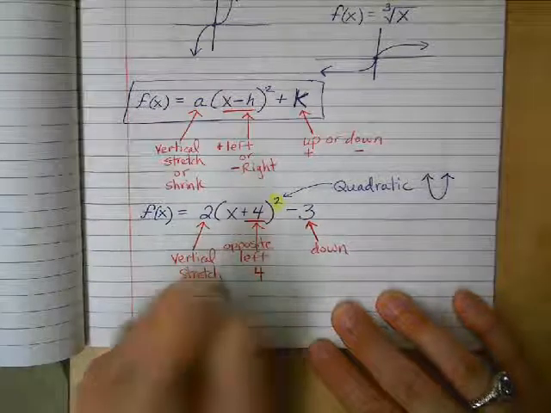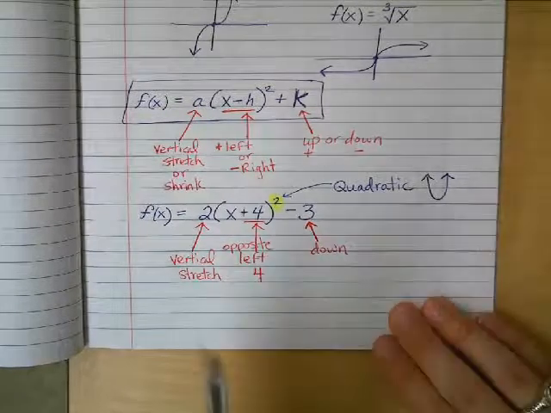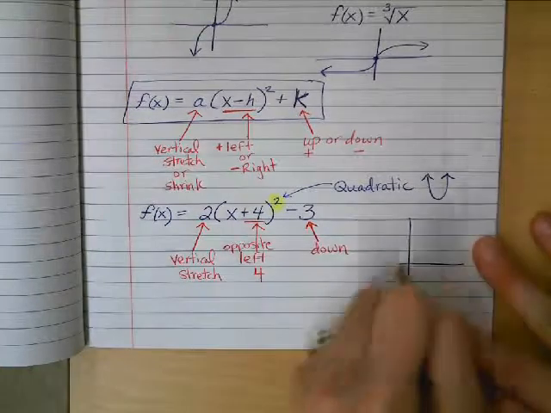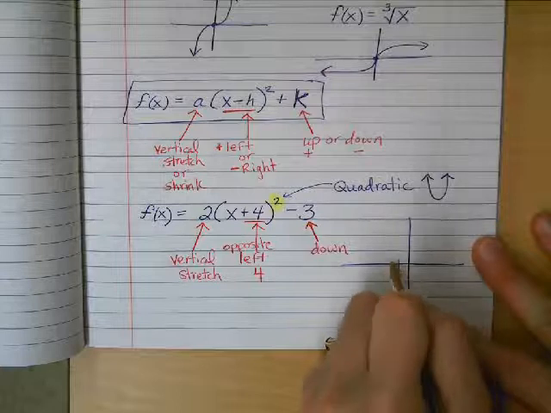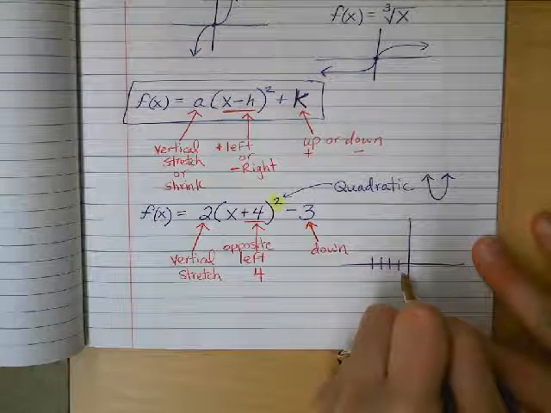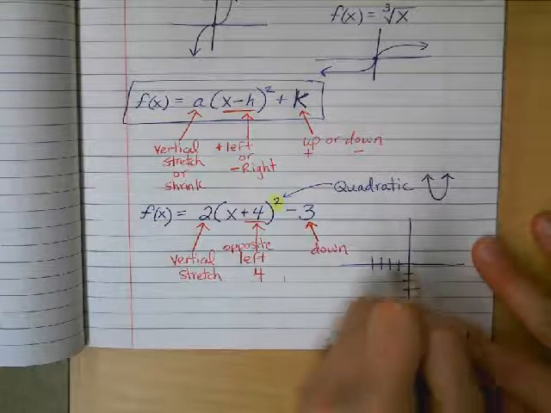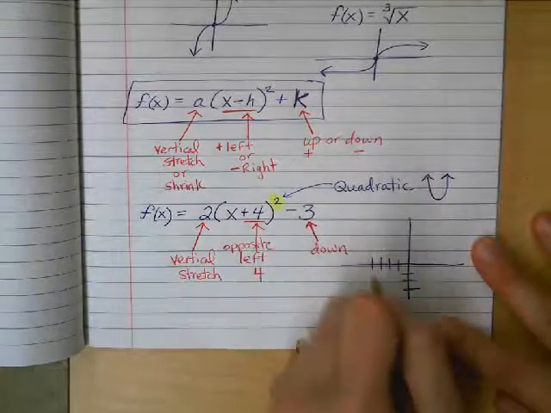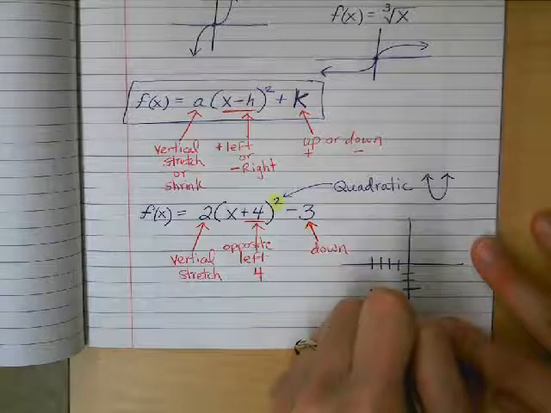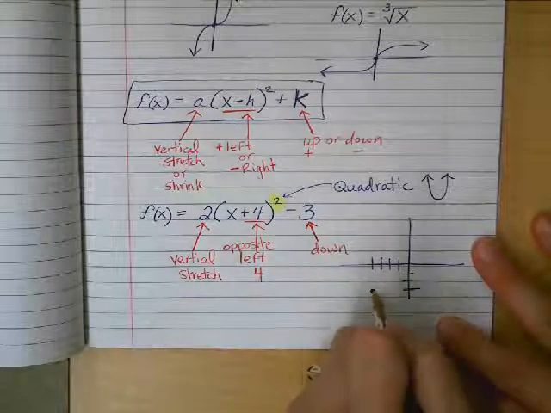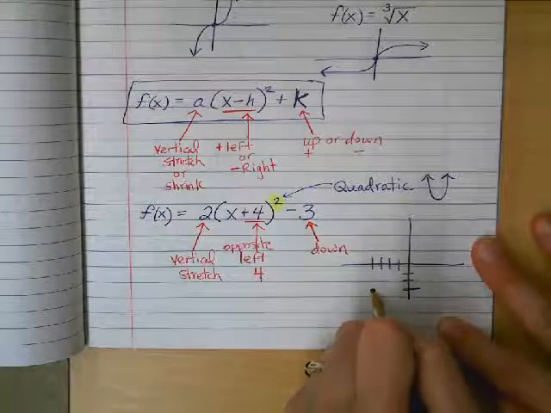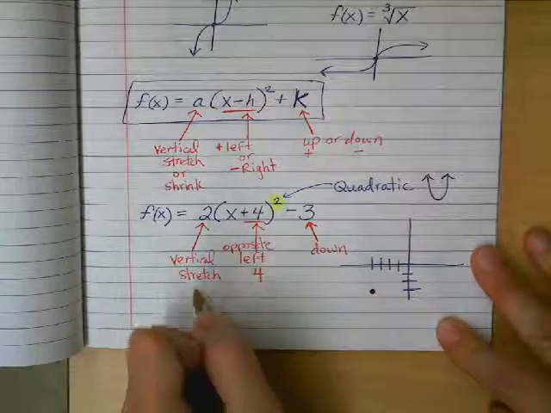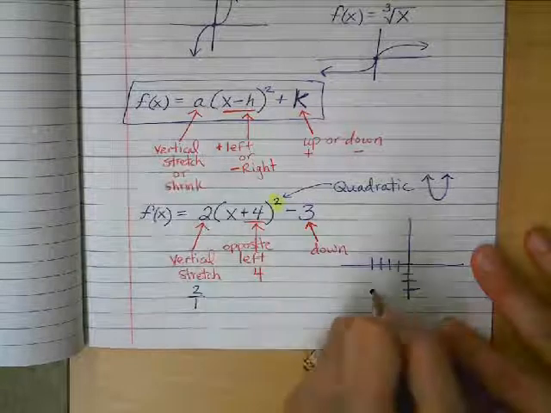And if you have to graph it, well, it shouldn't be too bad. I go to a graph. I have to go left 4, 1, 2, 3, 4, you said. Down 3. You just do these last 2 things first. Go left 4, down 3. And then the vertical stretch, I tell people to start at that center spot that we already went to, left 4, down 3, and go up 2 over 1.